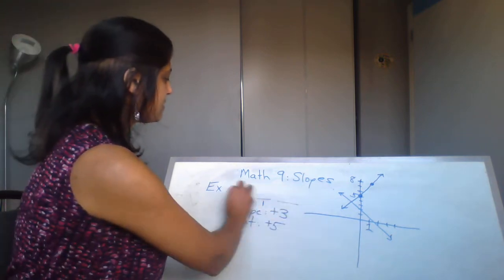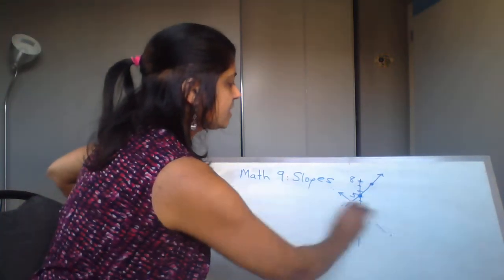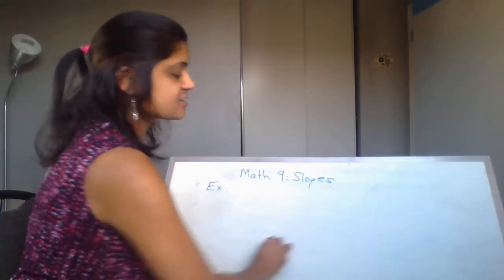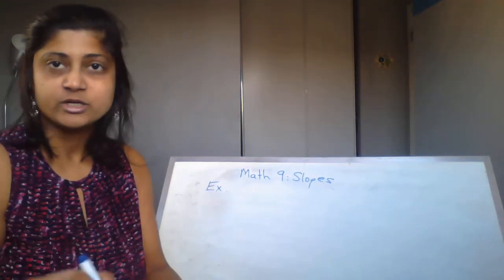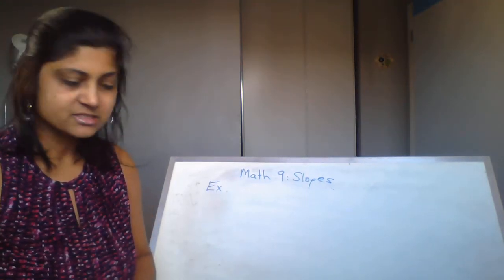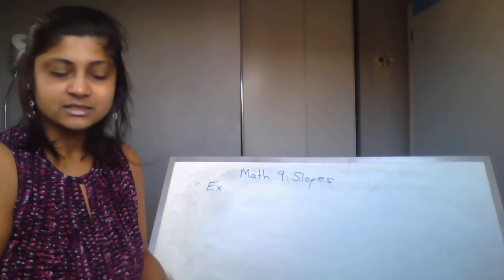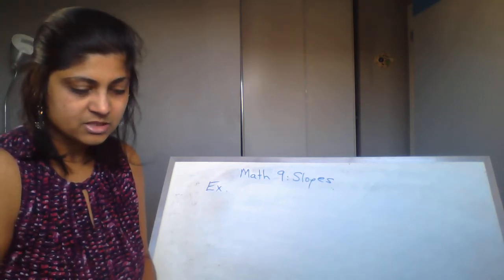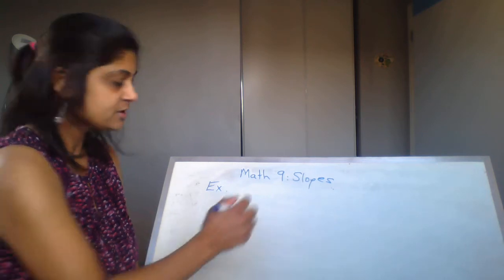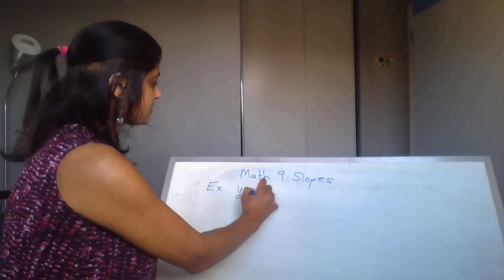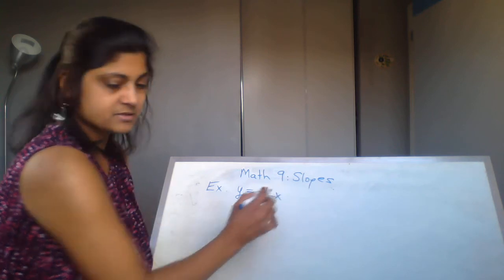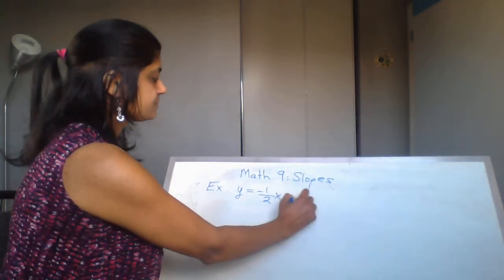I'm going to take this off. Again, make sure you practice graphing out these equations. That is really important. Let's try one where you have a negative here, so let's try one with a negative slope. Let's try this one: y equals negative 1 over 2x plus 6.